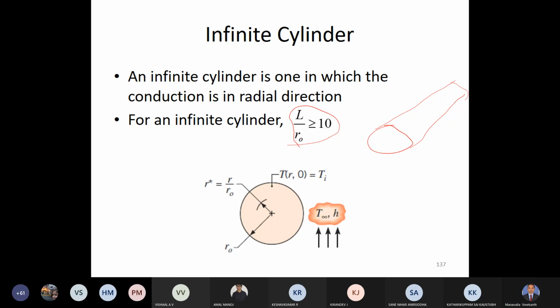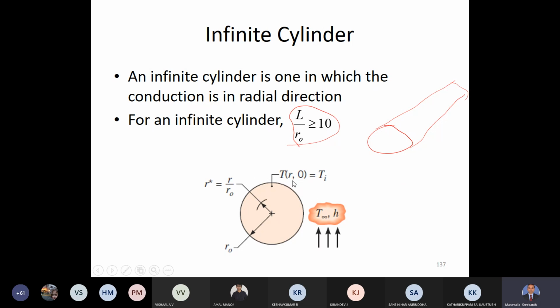So for any transient conduction problem, the first step is to calculate whether it's lumped or not. So I have to calculate the Biot number. If it is less than 0.1, it is lumped. Otherwise, it can either be an infinite object or a semi-infinite object. We'll have to decide. Now, an infinite cylinder is one which has conduction in the radial direction. For an infinite cylinder, L by R is greater than or equal to 10. Only then can we treat it so. This is the typical condition of the infinite cylinder.